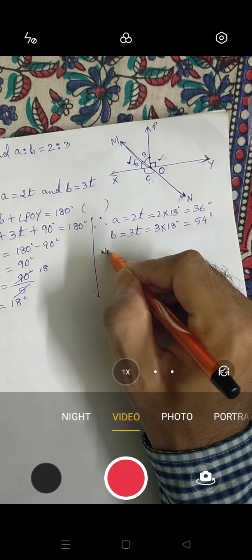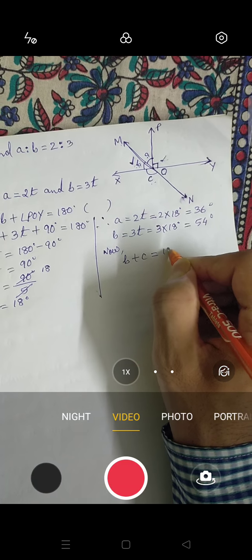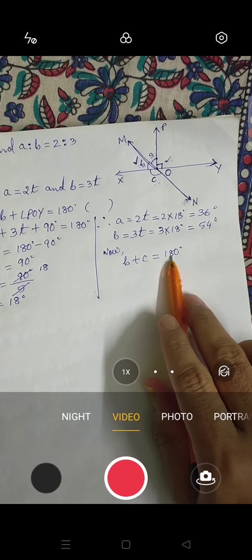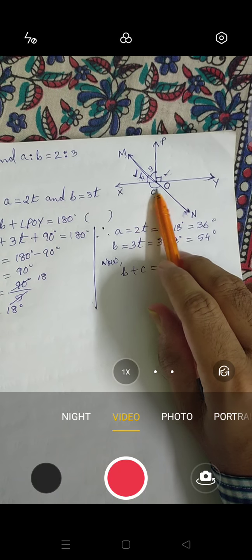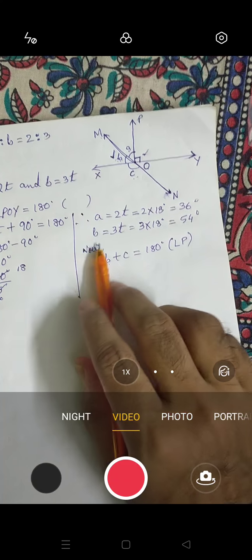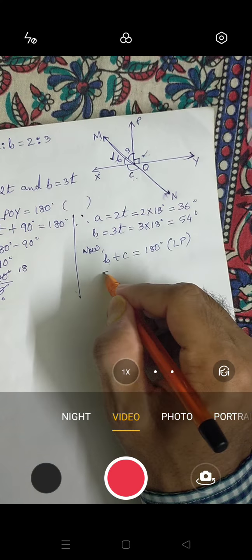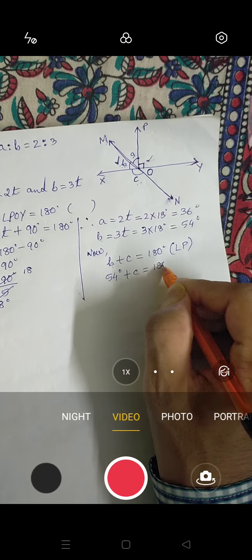Now you can say that B plus C equals to 180 degree. If these two angles, angle B and angle C, we add, we will be getting 180 degree. What is the reason behind that? Very good. If you are thinking linear pair, very good. Linear pair. Now B is how much? 54. So this is 54 plus C equals to 180 degree.